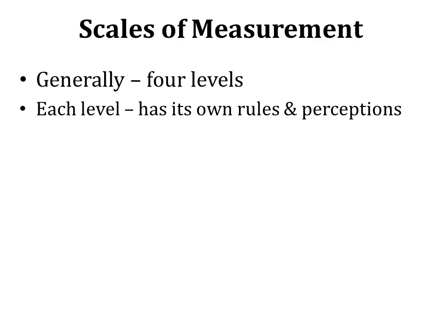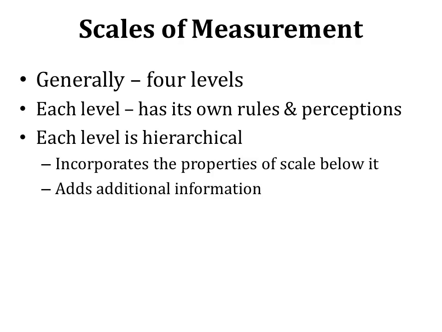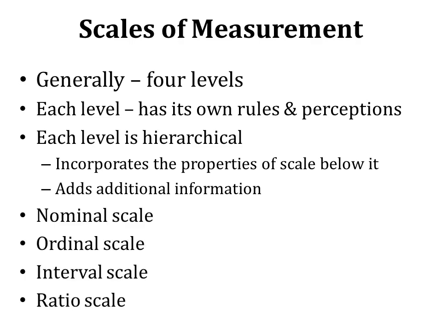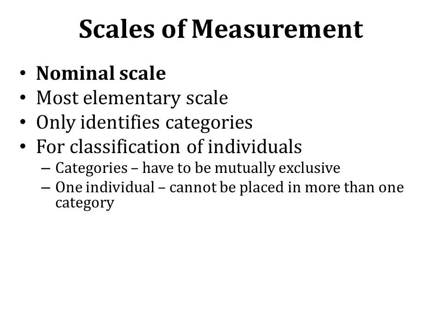Then we saw the scales of measurement. Generally there are 4 levels of the scales of measurement, and each level has its own rules and perceptions, and each level is hierarchical, which means that it incorporates the properties of the scale below it, and it adds its own additional properties. So these are the 4 levels: nominal scale, ordinal scale, interval scale, and ratio scale. Starting with the most elementary scale, which is the nominal scale, as its name indicates, it only identifies categories. And for the classification of individuals, the categories have to be mutually exclusive, which means that one individual cannot be placed in more than one category.